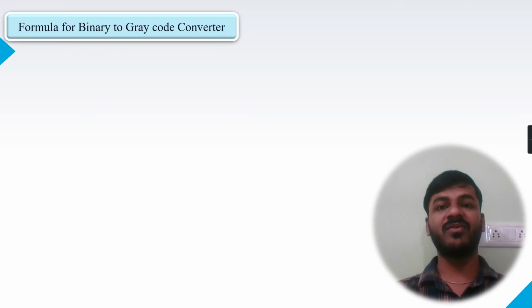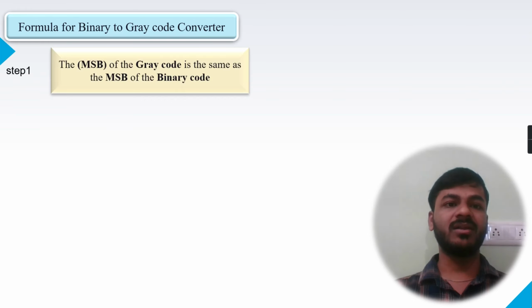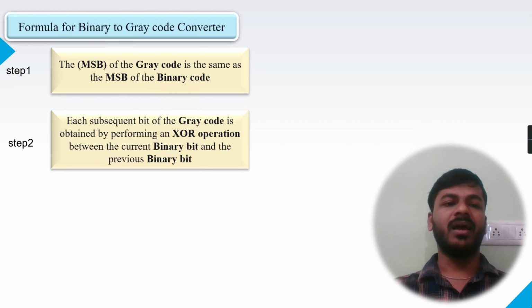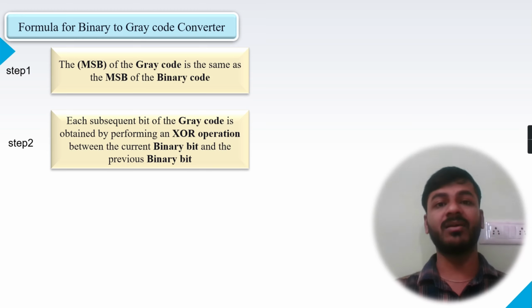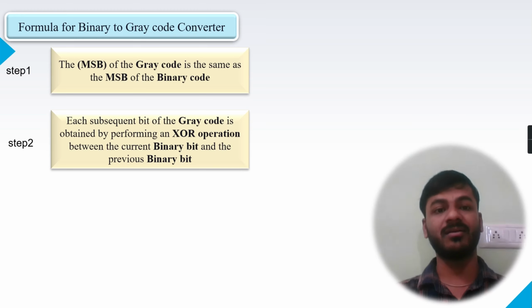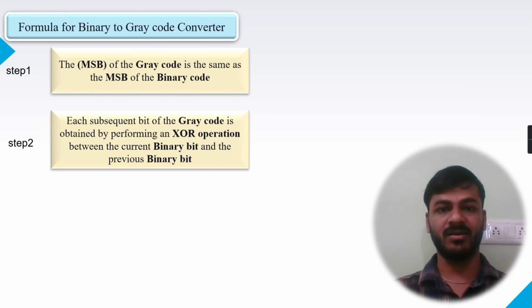There are a few steps that we have to follow for the binary to gray code converter. Step 1: the MSB of the gray code, that is the output, should be the same as the MSB of the binary code, and the remaining subsequent bits of the output gray code should be obtained by performing an XOR operation between the current binary bit and the previous binary bit.